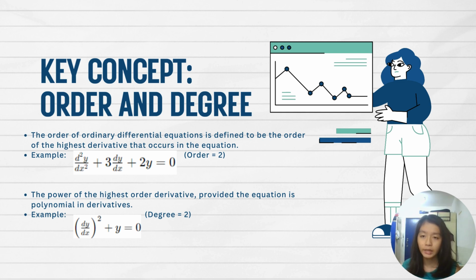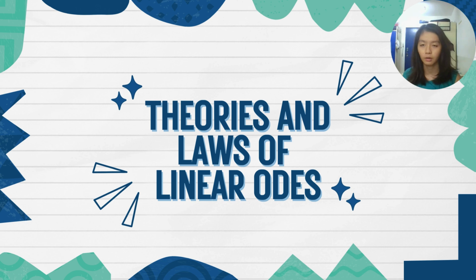And let's go on to the degree. The degree is the power of the highest order derivative, provided the equation is polynomial in derivatives. For example, we have a (dy/dx) squared plus a y equals 0. The square makes this equation have a degree of 2, and it is also a first order ODE. So this equation is a second degree, first order ODE.